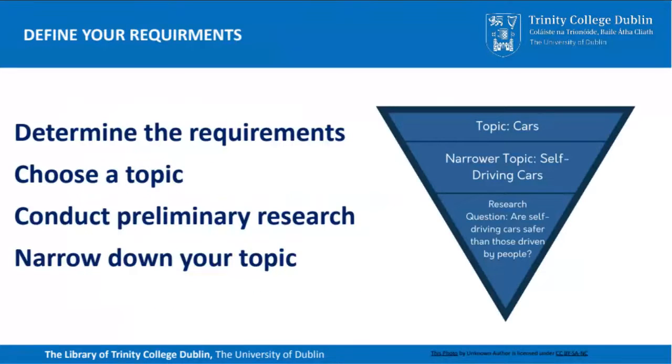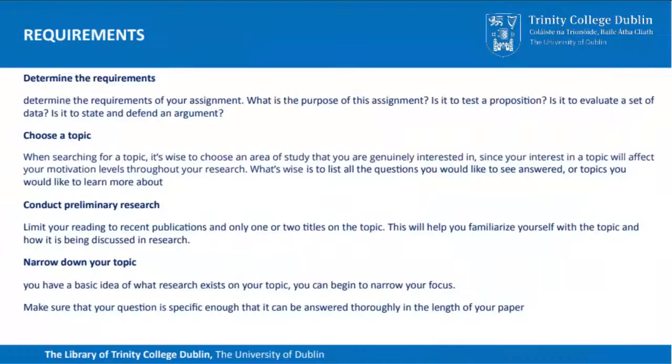Our graph shows us how we could start with a large topic area, in this case cars, and can narrow it down to a research question of: are self-driving cars safer than those driven by people? Looking at that process in more detail, we can see that we have steps to negotiate if we need to reduce the size of a topic area to create a research question.